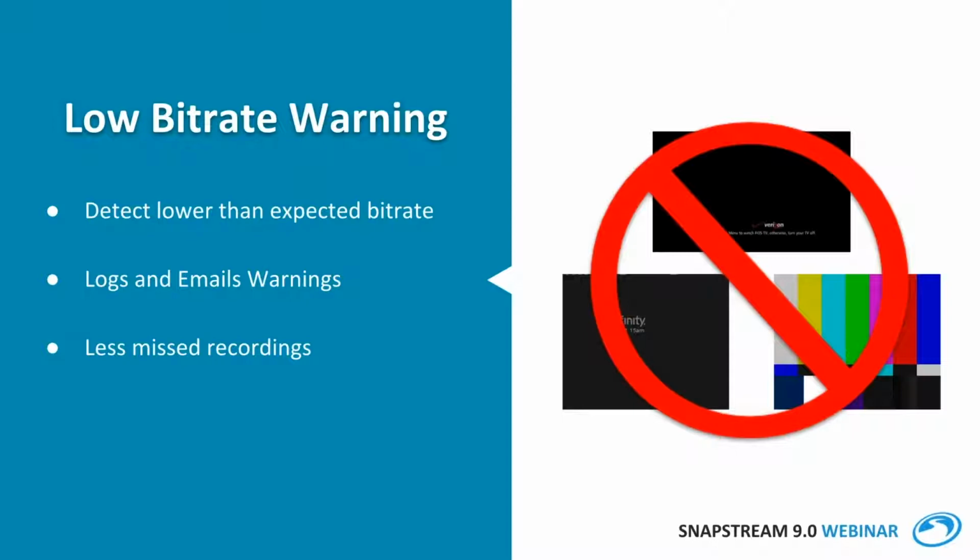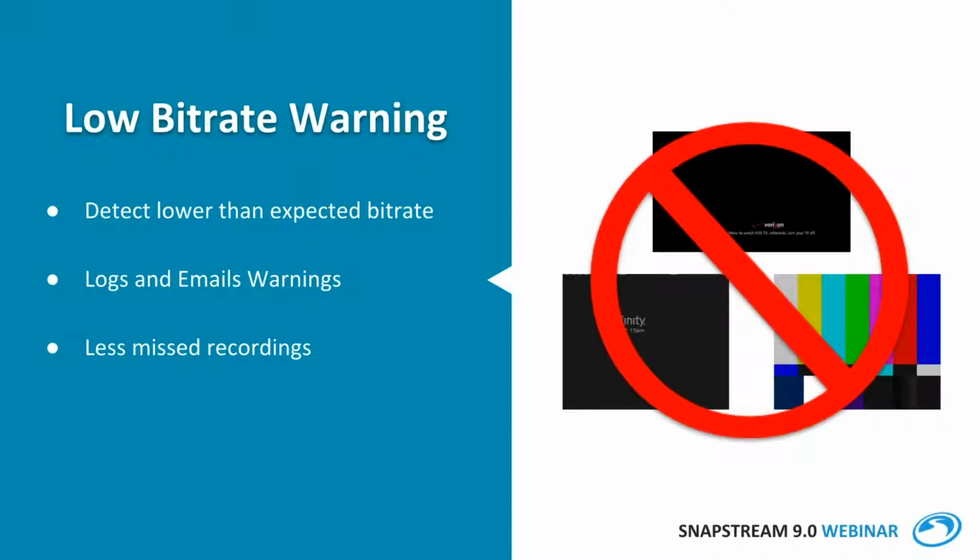Raise your hand if you've ever missed a recording because your cable company pushed out an update or someone changed to the wrong channel on the set-top box. Yeah, the same hands are going up. Exactly. So in 9.0, to help you with that, we can detect when those things are happening and warn you before it's too late. So as soon as SnapStream sees that that's happening, it'll log it and email you a warning.